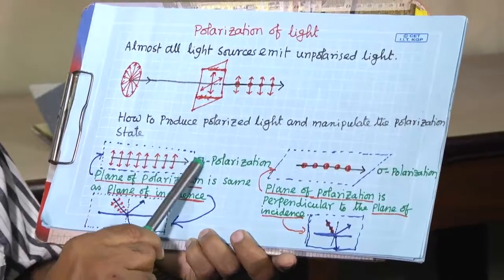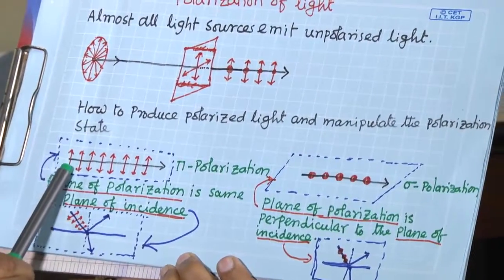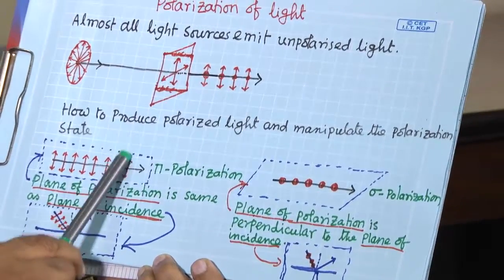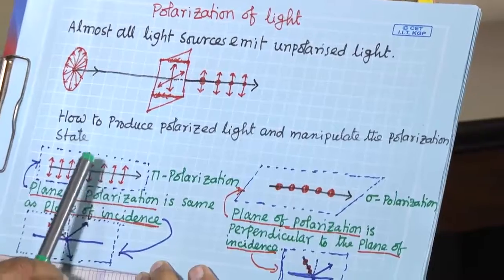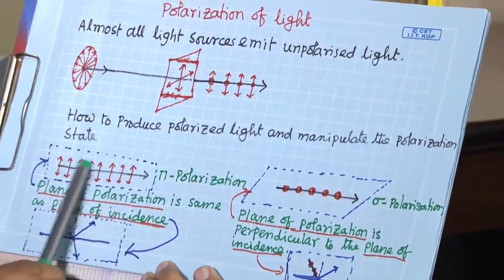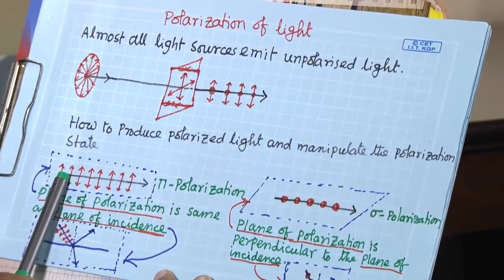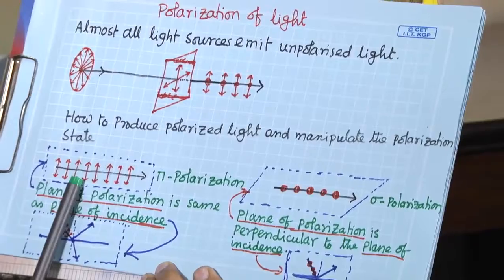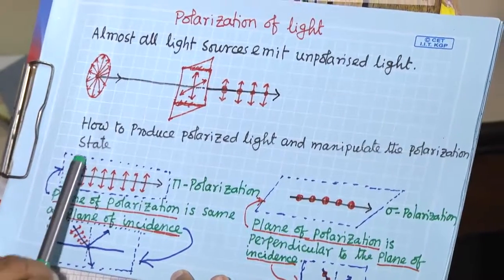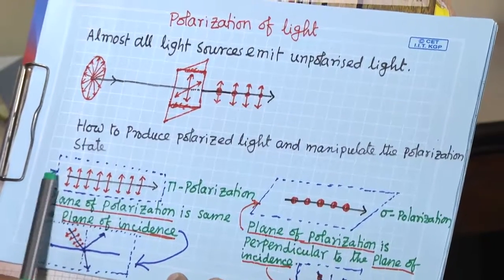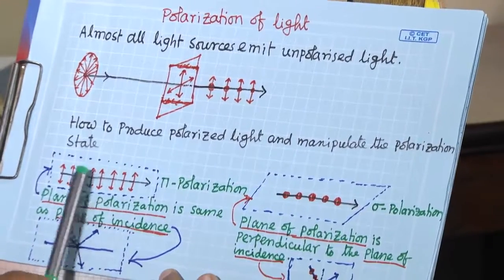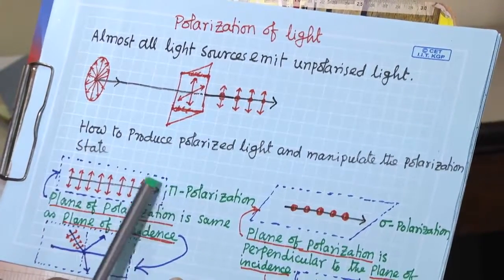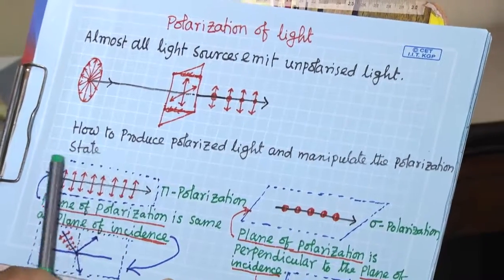This is the propagation direction of the light. If this is the direction of the electric component, then we say it is polarized light. For this type of polarized light, the plane that contains the direction of the electric component and the direction of light propagation is what we call the plane of polarization.